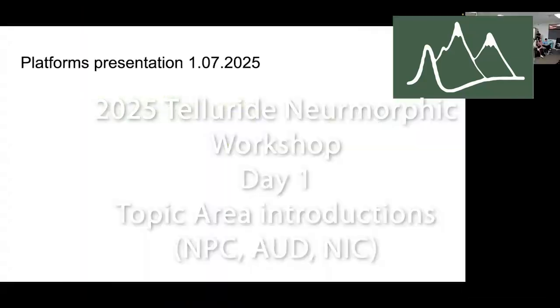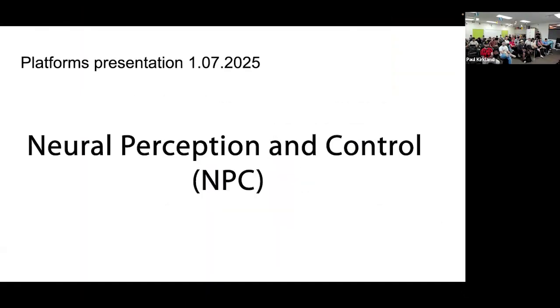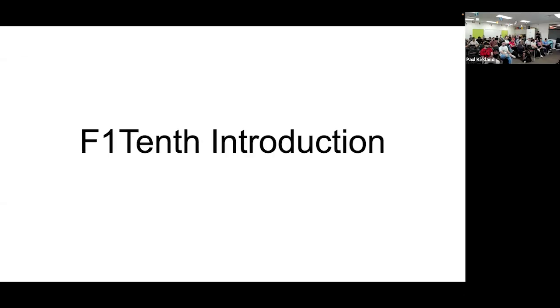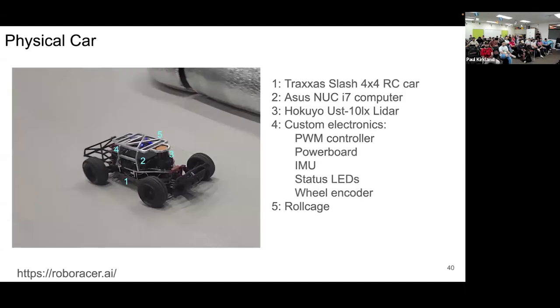That's your job. We're going to quickly present our platforms, maybe a bit more in depth than yesterday. And I'm going to start with the F110 platform. I've already shown the robot, so quickly going through. Basically, what is F110? F110 is a community of people driving these 1/10 sized race cars. It's actually no longer called F110. It's called RoboRacer. But if you check roboracer.ai, you'll find some information about it.